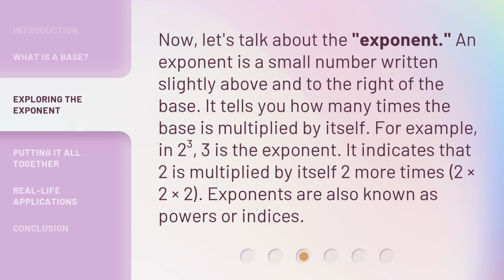Now, let's talk about the exponent. An exponent is a small number written slightly above and to the right of the base. It tells you how many times the base is multiplied by itself. For example, in 2 to the power of 3, 3 is the exponent. It indicates that 2 is multiplied by itself 2 more times, 2 times 2 times 2. Exponents are also known as powers or indices.